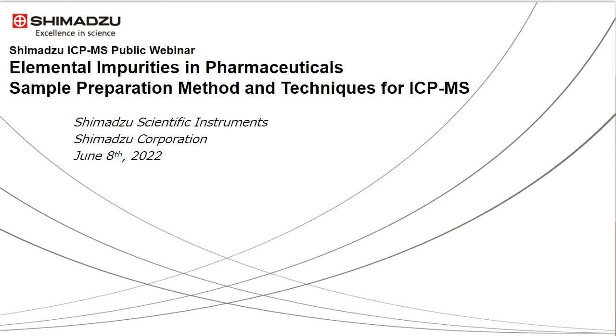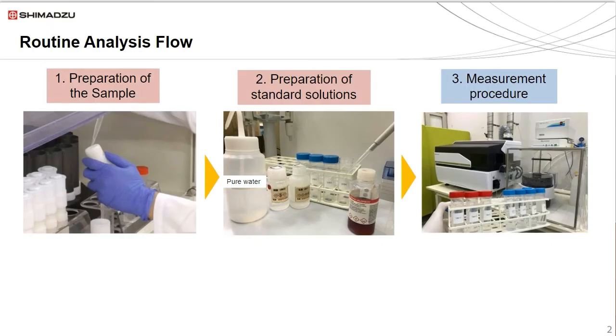So let's begin. Routine elemental impurities analysis of pharmaceuticals involves three steps: sample preparation, standard solutions preparation, and measurement via ICP-MS, inductively coupled plasma mass spectrometry. It is critical to ensure that these steps are conducted in a way that does not cause loss of elements in the sample due to volatilization or precipitation, etc., that there is no contamination from reagents or tools, and that the sample is stable enough through the time of measurement.